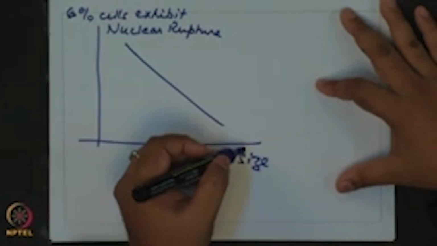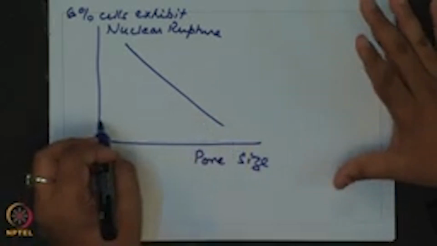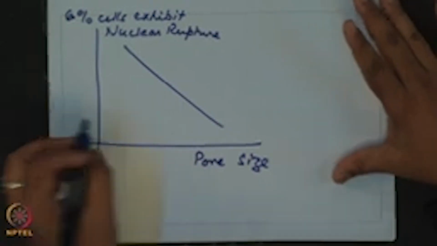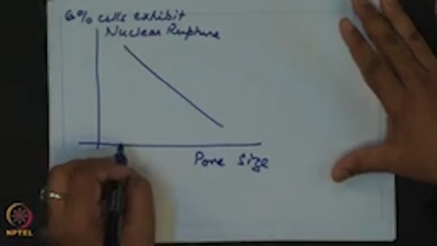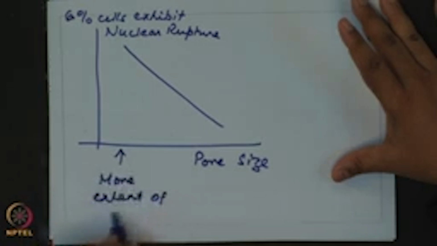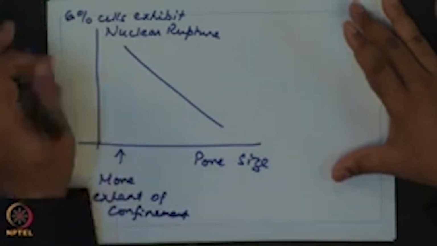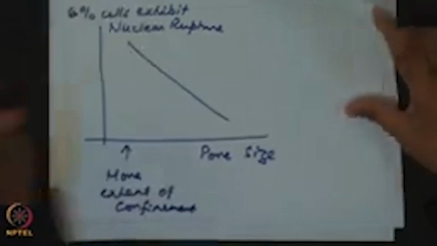Okay. So, with an increase in pore size, there is a negligible number of cells which exhibit this nuclear rupture. But if you reduce the pore size, so this is more confinement, more extent of confinement. Okay. The more the confinement, the more nuclear rupture. However, this rupture does not continue for long.